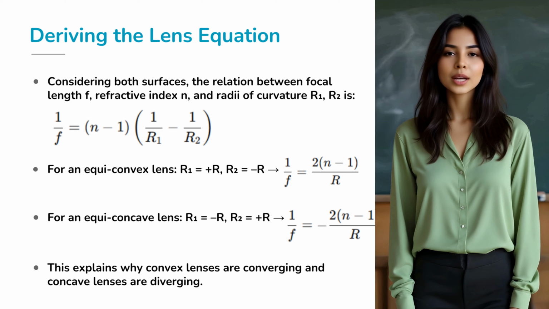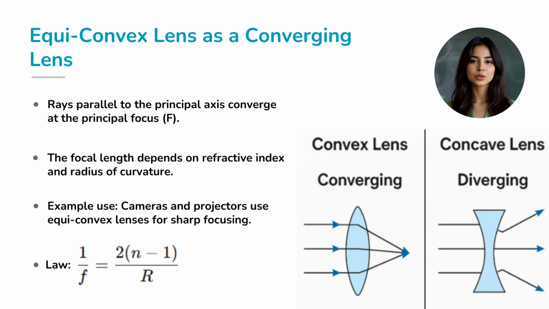Alright students, time to meet the star of optical devices, the equiconvex lens. When light rays that are parallel to the principal axis hit this lens, they don't just wander around. Instead, they all converge at one point called the principal focus, or simply F. It's like friends planning to meet at one cafe after school. No matter where they start from, they all end up at the same spot.